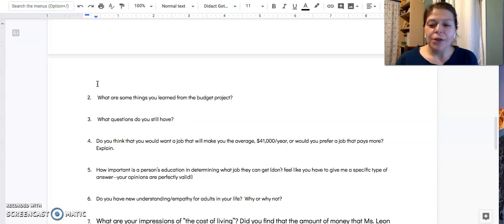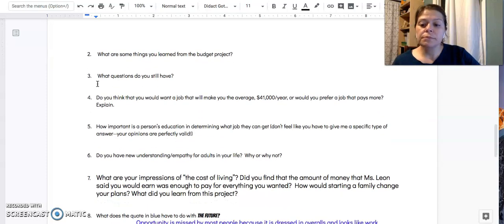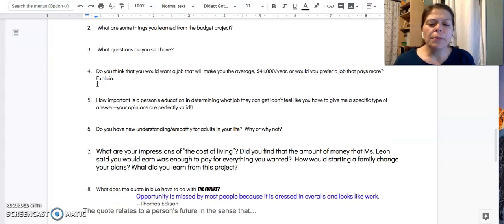Number 4, do you think that you would want a job that will make you the average $41,000 a year, or would you prefer a job that pays more, or maybe less? Explain. Number 5, how important is a person's education in determining what job they can get?